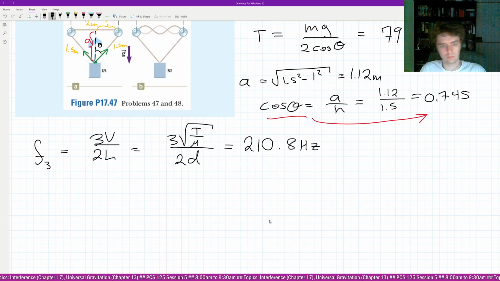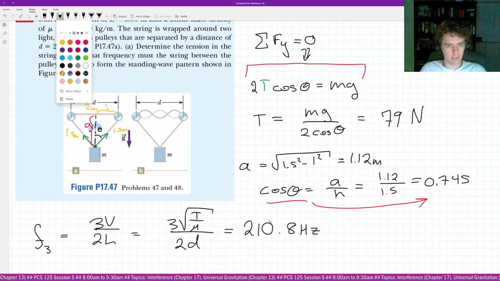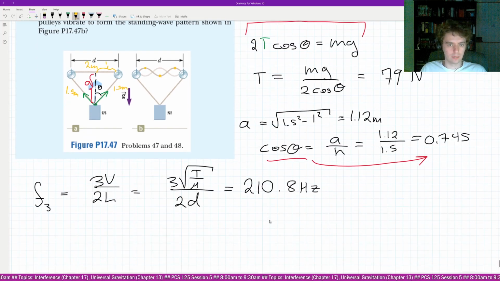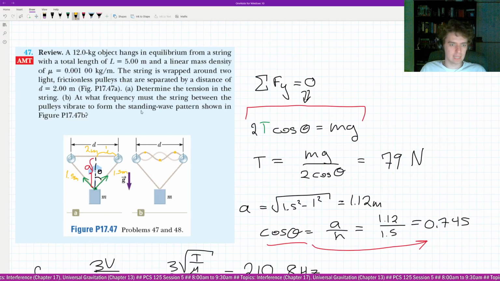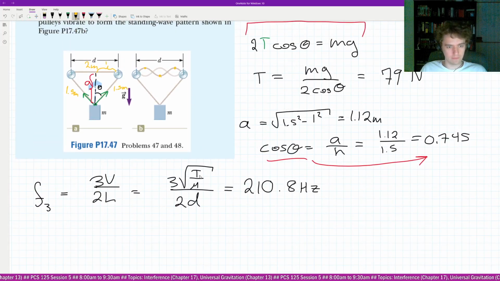Why is it F3? I don't understand. It's not just F3. From the picture, it says looking at the picture. Oh, it's the third harmonic. Yeah, right. 1, 2, 3. Right, 3 antinodes. And since it says by looking at the picture, at what frequency must the string vibrate to form the pattern shown in the figure, we know we can trust that that's what they're talking about.